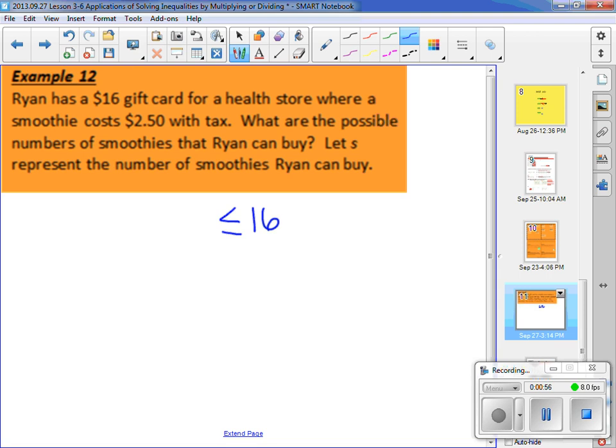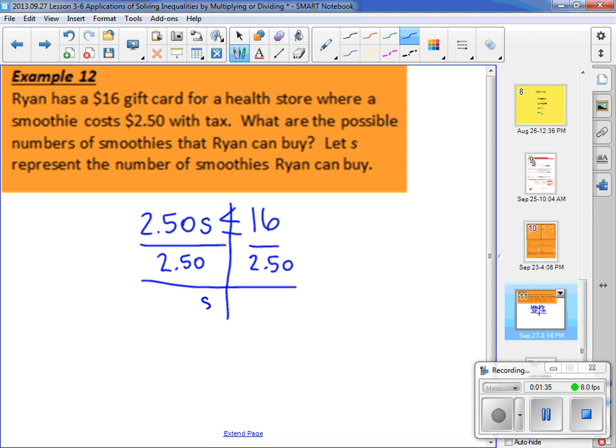And then I can also see that the smoothie costs $2.50 with tax, and it wants to know how many he can buy. So basically what it's asking is how many times 2.50 goes into 16. So to figure that out, I'm going to do 2.50, so $2.50 per smoothie, times S. So now I need to solve that. How do I solve that inequality? Yeah, divide by 2.50 on each side. So S is less than or equal to, what is that?